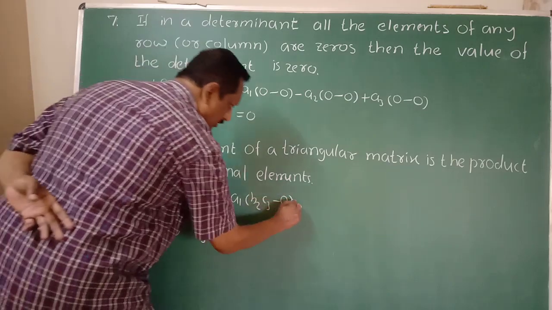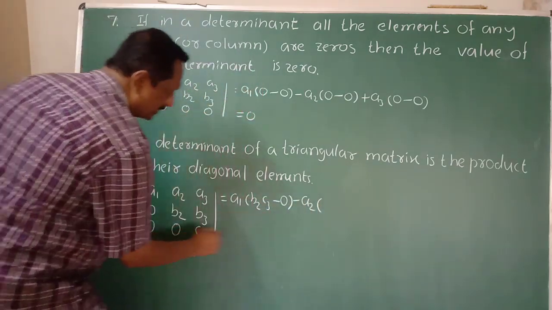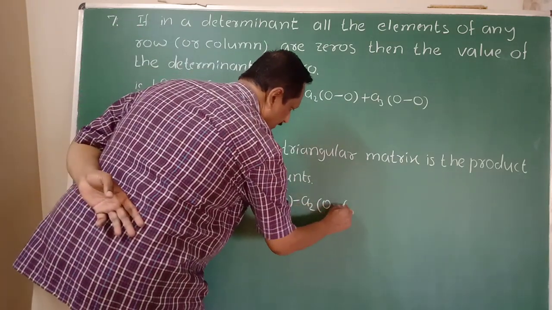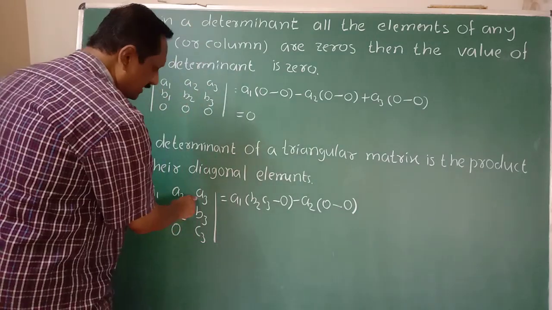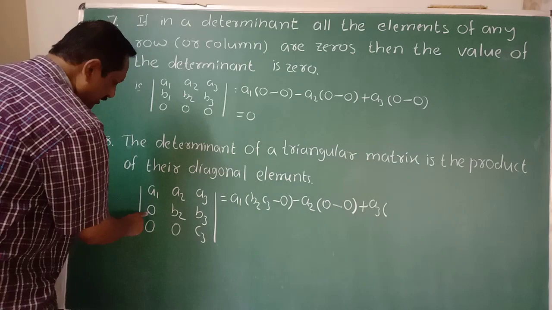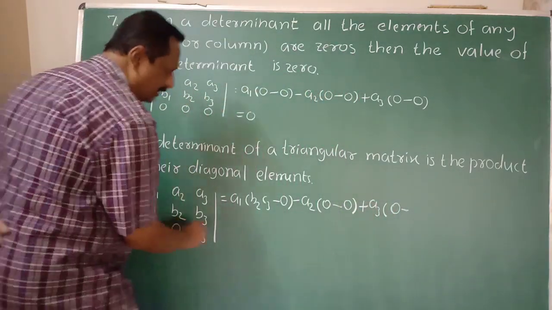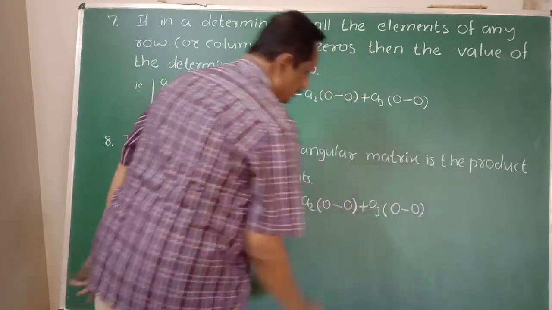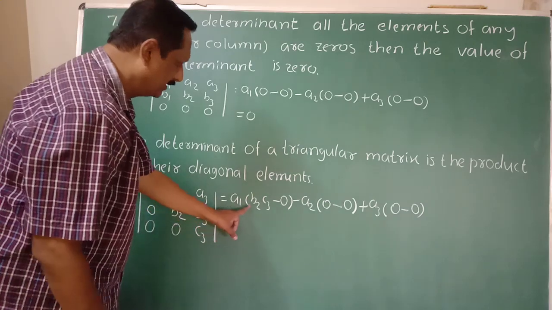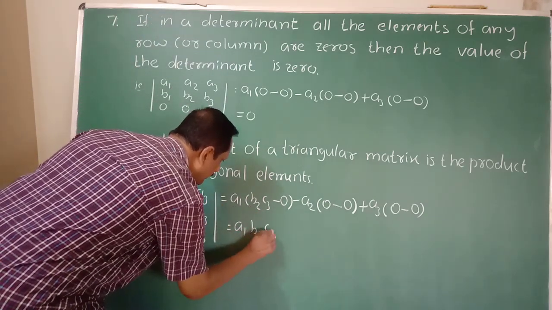Minus A2 into 0 into C3 becomes a 0, minus of 0 into B3 is a 0 here. Then the plus A3 into 0 into 0 becomes a 0, minus of 0 into B2 becomes a 0 here. So just observe, this is a 0 and this is also 0. Remaining only A1, B2, C3. Therefore this is equal to A1, B2, C3.